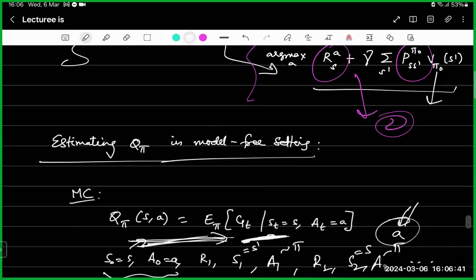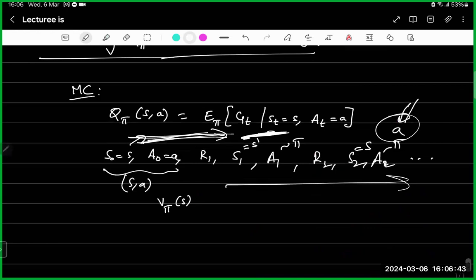If you play action A with probability, let's say epsilon, then the first sample will not be an estimate of q pi of s comma A, right? I did not understand.